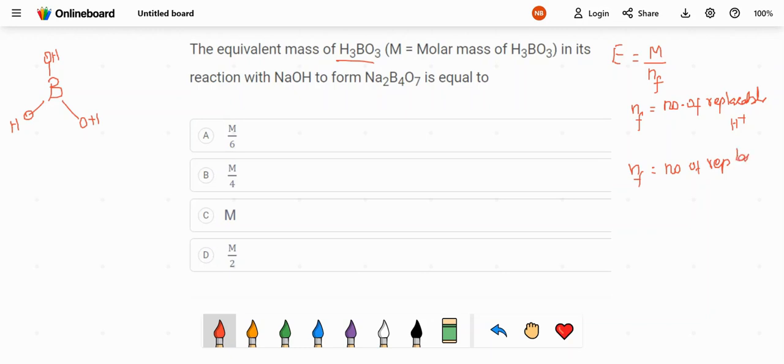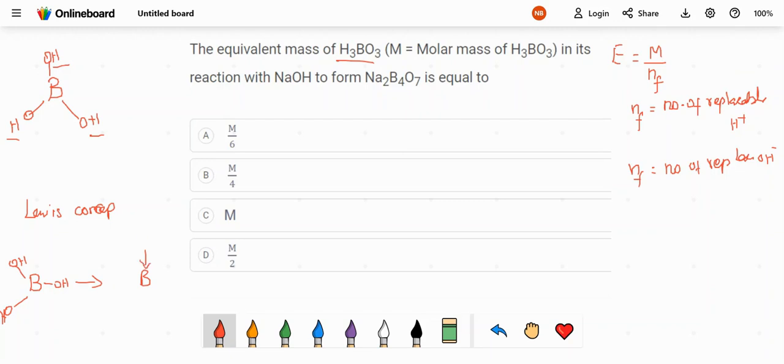So number of replaceable OH minus is for a base. But here we have an acid, so we have to determine the number of replaceable H plus ions. But here it is not possible to donate H plus ion in the case of boric acid because it is a Lewis acid. Lewis acid means it will accept a pair of electrons. According to the Lewis concept, an acid can accept a pair of electrons. So boric acid will act as an acid by accepting a pair of electrons. It's not like an Arrhenius acid. Arrhenius acid means it should donate a proton.